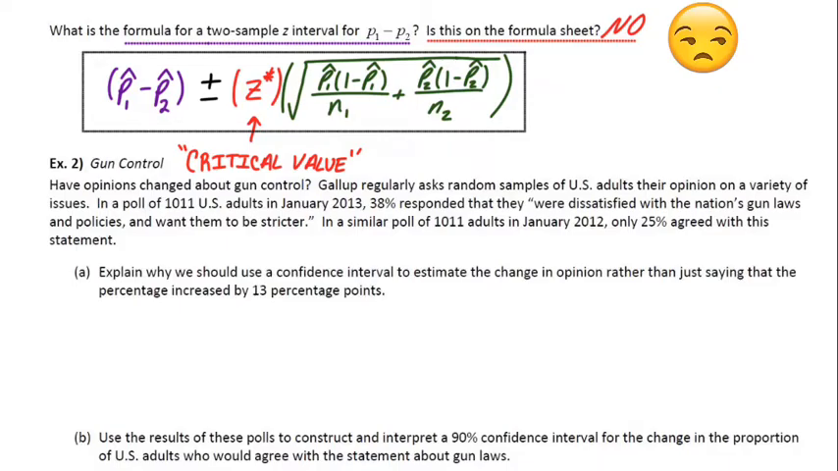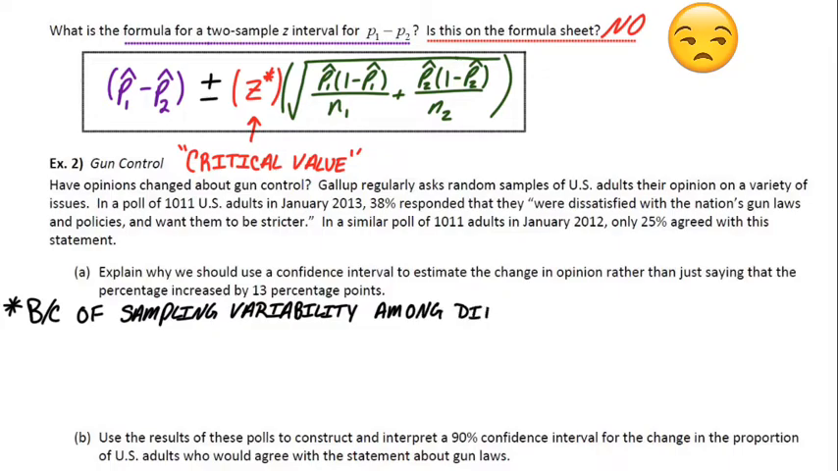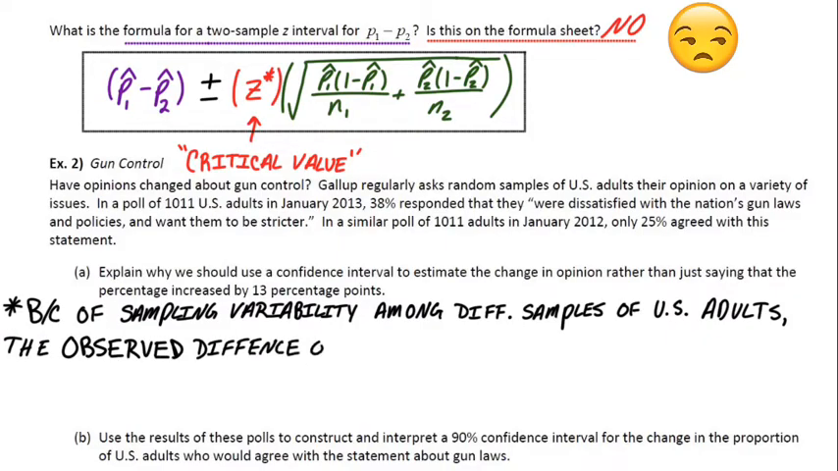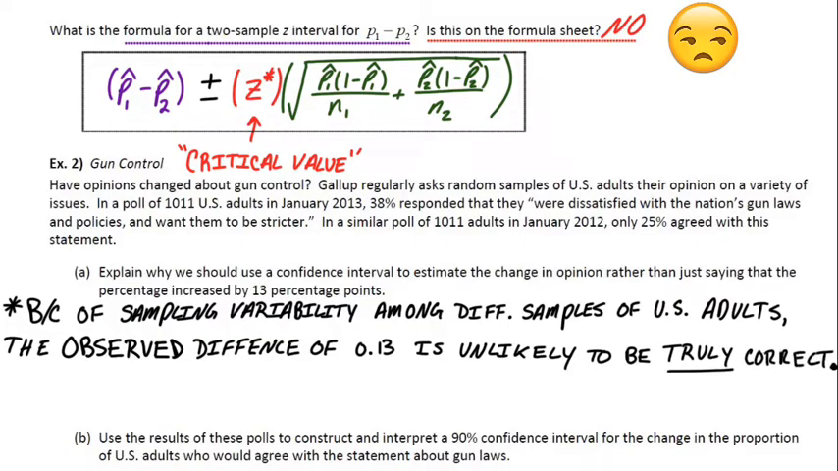So why can't we just say that that 13 percentage point increase represents all U.S. adults in America? Well, because of sampling variability. Even if they were randomly selected, a sample of 1,011 U.S. adults versus another sample of 1,011 U.S. adults are going to have different results, which means the observed difference, that 13%, is unlikely to be truly or exactly correct, right?